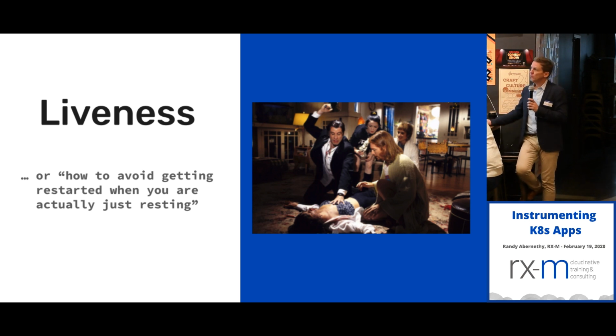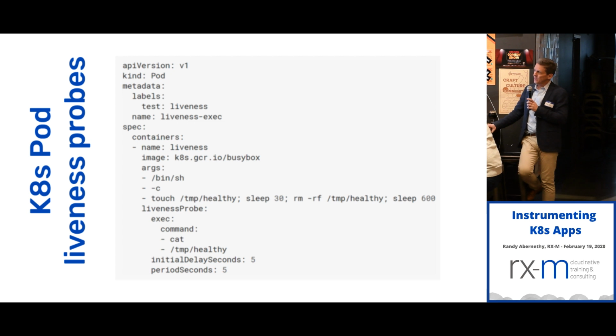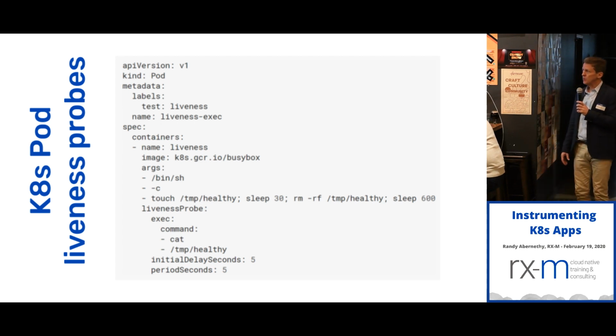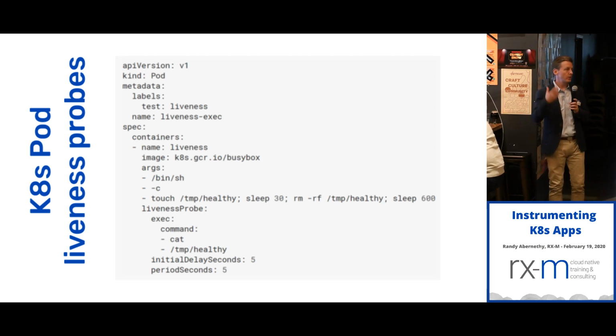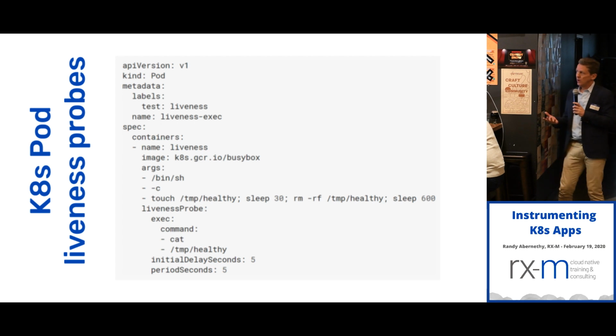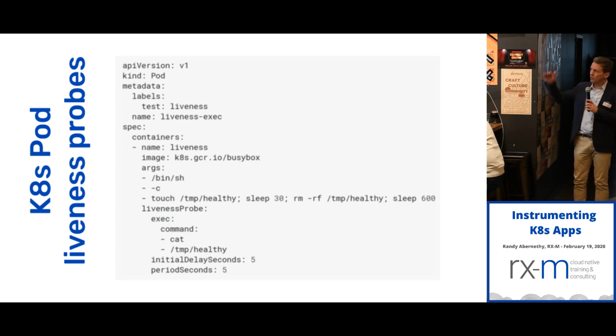So liveness, or how to avoid getting restarted when you're actually just resting. Pulp Fiction snap there. And then the next slide that you see here is showing a Kubernetes pod liveness probe. When you run a container, Kubernetes just executes it, and as long as the process is running, it assumes that container is ready and healthy, which could be a false assumption. So in order to instrument an application to give Kubernetes more information, we can create a liveness probe.